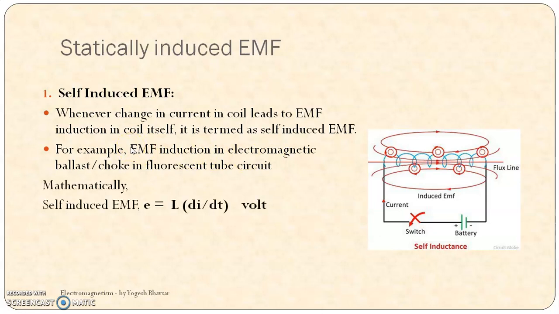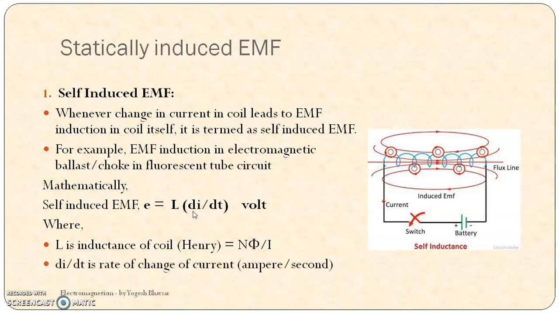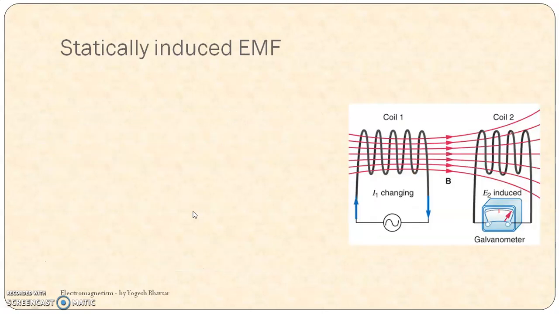Mathematically its formula is given by e is equal to L di by dt, where small e is the induced EMF, L is the inductance of the coil in Henry, which is given by N phi by I, and di by dt is the rate of change of current in ampere per second.